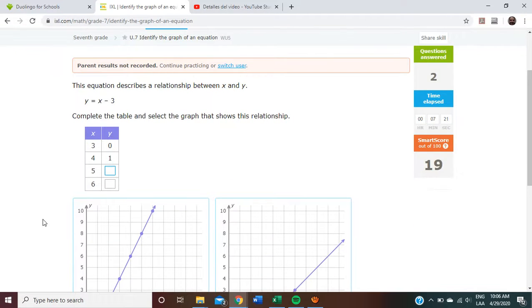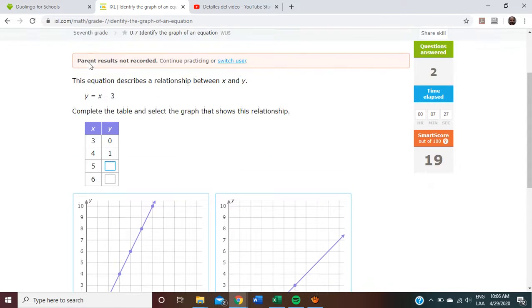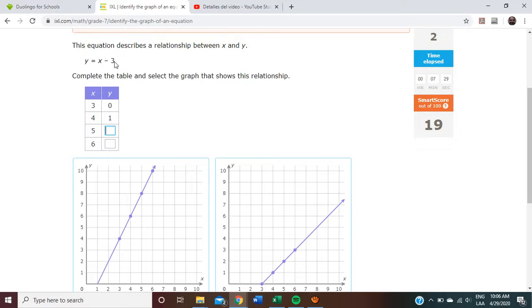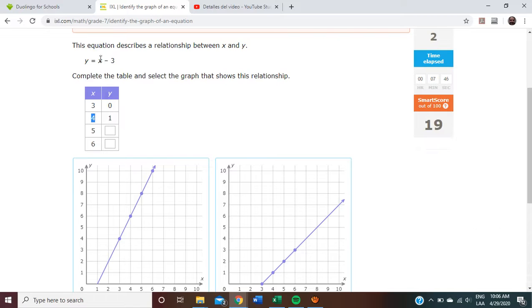Okay, now let's do this final one, and you can do the rest by yourselves. The equation is y equals x minus 3. Complete the table. All right. When x equals 3, 3 minus 3 equals 0. Now 4: 4 minus 3 equals 1. Now 5: 5 minus 3 equals 2. And at the end, 6 minus 3 equals 3.